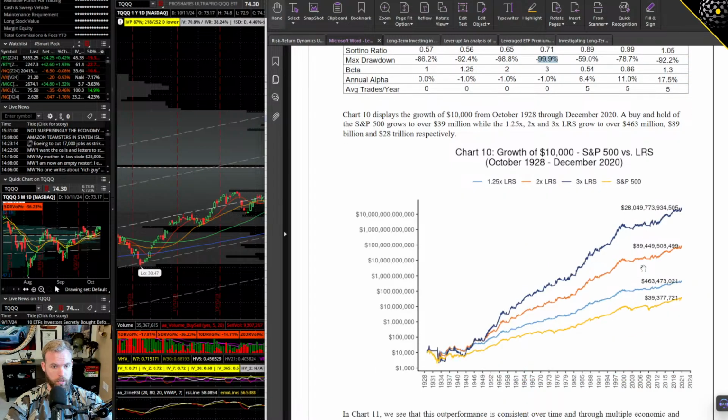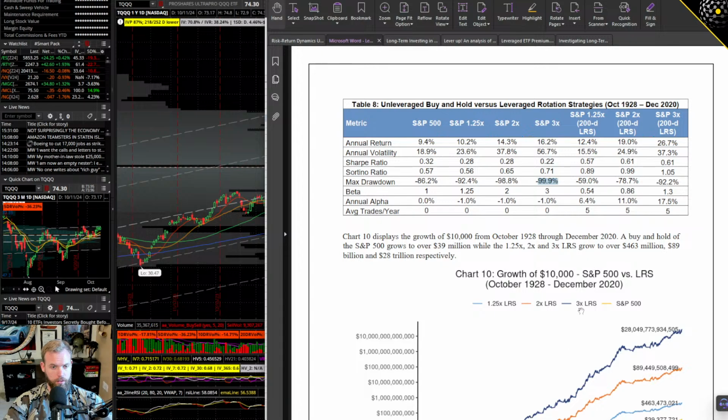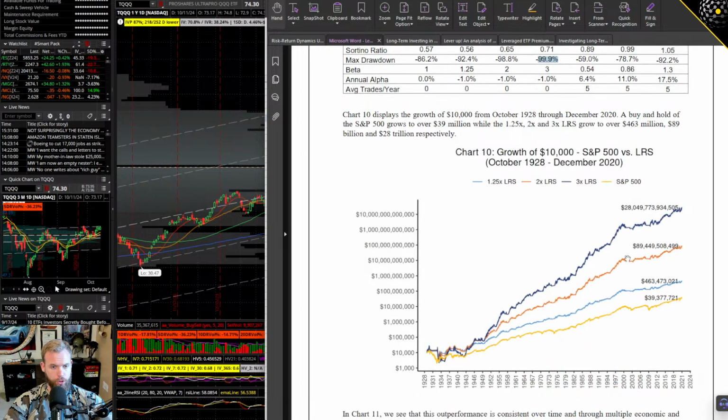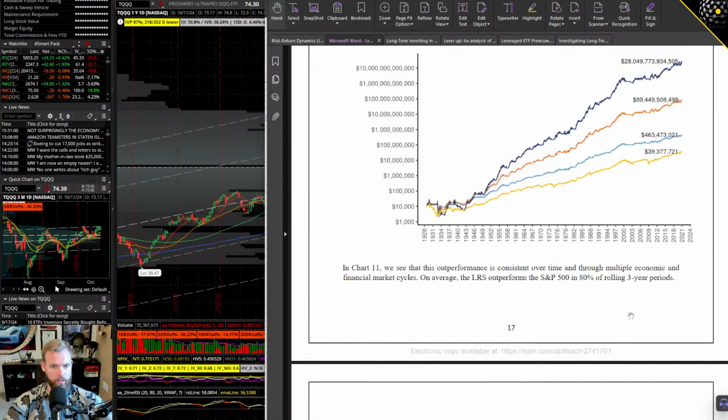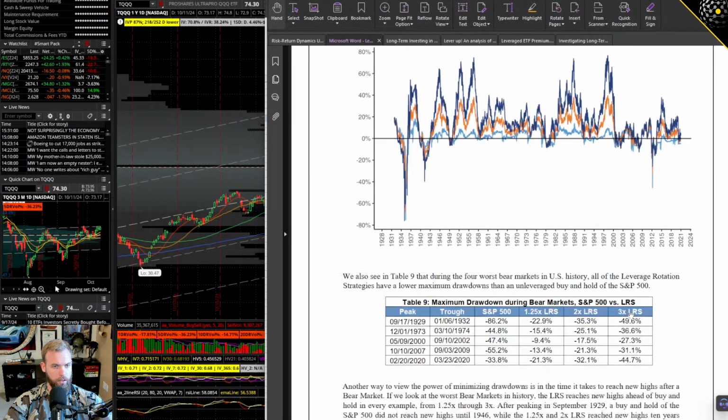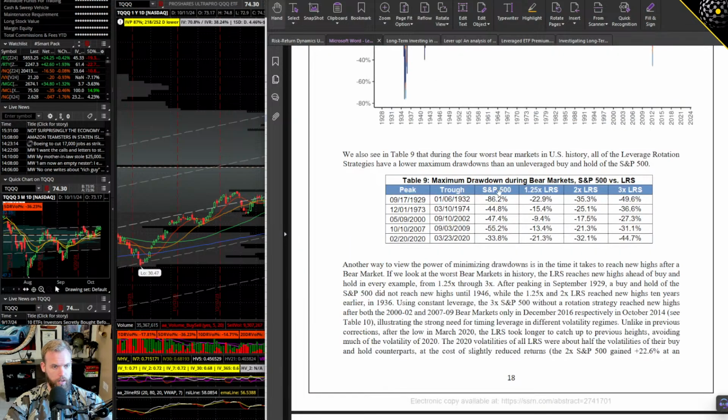All right, so let's see. 3 times with the leverage obviously performed the best, then 2 times, then 1 1/4, and then S&P flat. Don't care about that. This is what I care about: maximum drawdowns. So 2 times goes to 35, 25, 17. What I'm doing right now is comparing the differentials.